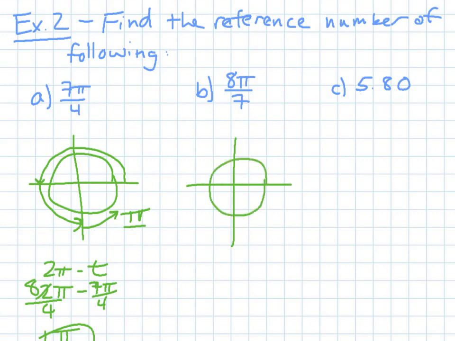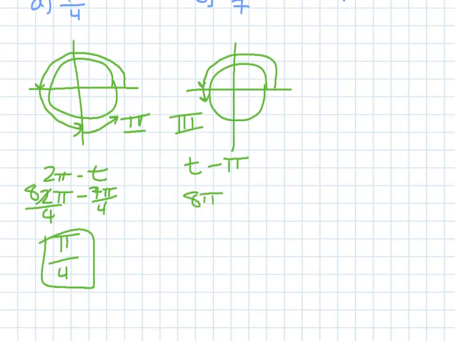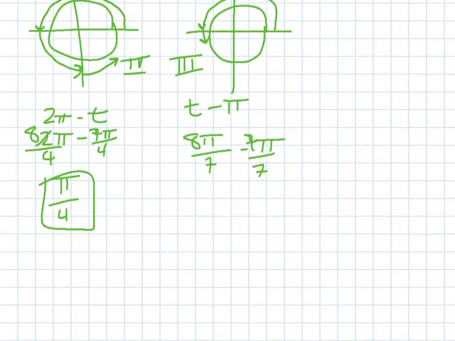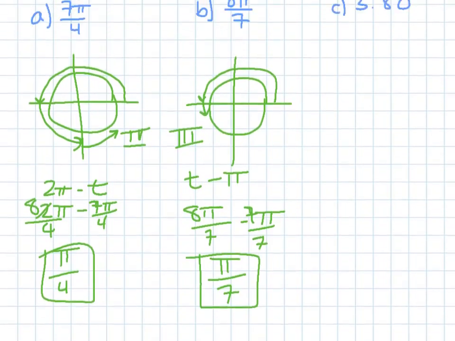So if I have 8 pi over 7, well that's more than pi, which is 7 pi over 7. So that means it just creeps into the third quadrant. So that means I need to take t minus pi. So in this case my t is 8 pi over 7 minus pi. Make common denominators, so it would be 7 pi over 7. So 8 pi over 7 minus 7 pi over 7 gives me pi over 7. And that is my reference number. Notice how it's in between 0 and pi over 2, just like pi over 4 was.